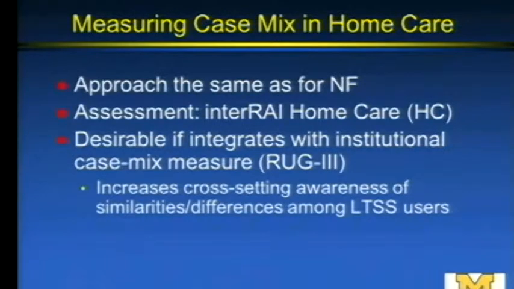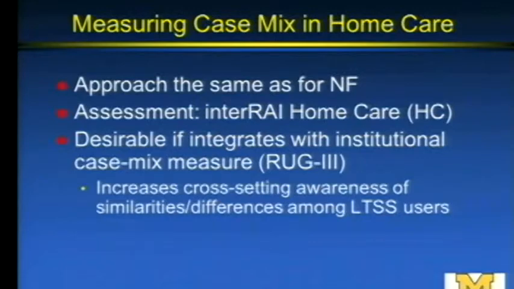Let's switch to talk about home care. In home care, the approach is really the same as in nursing facilities. Here the assessment is the uniform assessment, which is the interRAI home care assessment, or the HC, and the system which we're recommending is a system that's compatible with the institutional measures. So it's compatible with the RUG-3 system, which, as I mentioned, is very, very similar to the RUG-4 system in most, almost all, of the important measures.